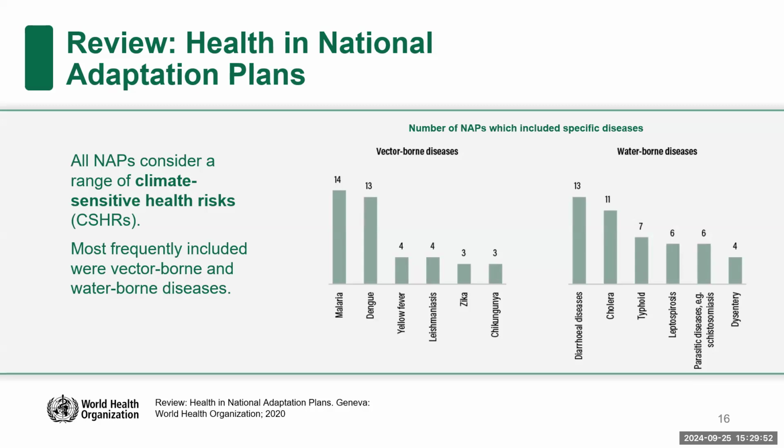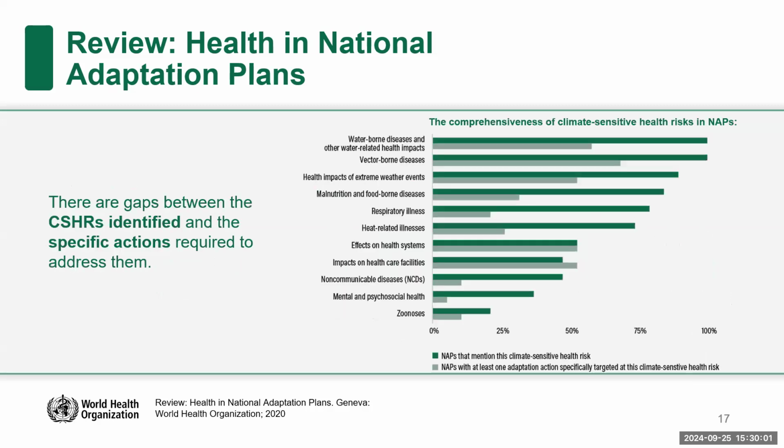And for vector-borne, of course, malaria and dengue were tops, and for waterborne, diarrheal diseases and cholera. But even in doing this review, it was noted that there was a clear gap in the NAPs between the number of climate-sensitive health risks and the number of NAPs which included specific adaptation actions to address them. So the top bars, the dark green ones, are the number of NAPs that mention the particular climate-sensitive health risks, and the lighter green are the ones that have included at least one action that specifically targets that risk.